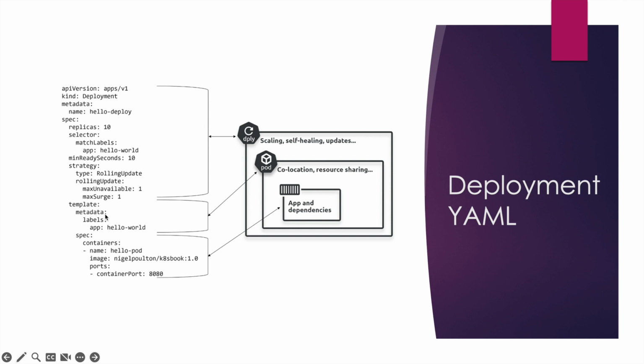And then we have template. Template is basically the template of the pod. For the pod, we have just given it a name, hello world. So this label is used here to pick up that pod, and then the spec has got the container details. This is the image name. This port should be open, and then hello pod is the name of the container.